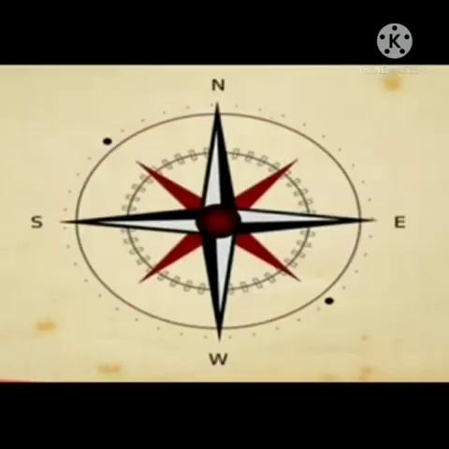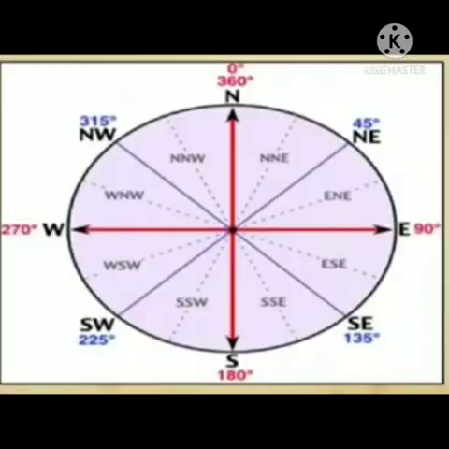We can easily find out any direction with the help of a magnetic compass. Yes, the tool which is used in your mathematics geometry. If its magnetic needle points in the north south direction, we can easily find out any direction, as you have seen in the image.